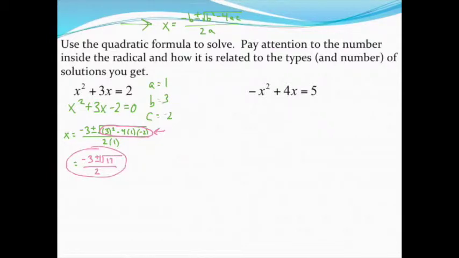Notice it is irrational. The square root of 17 is irrational. That's why the problem wouldn't have factored. But that still represents my solutions. If I were to graph this parabola, like we've talked about before, I would see 2 x-intercepts, and if I found those 2 x-intercepts, they'd be whatever the decimal version of this number is.